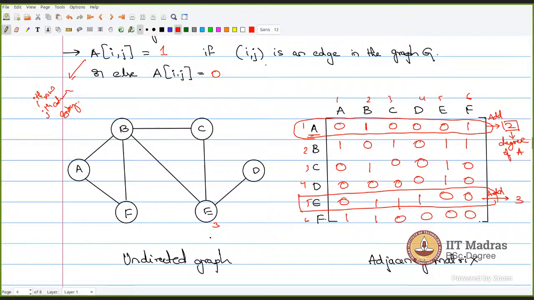Column wise also it will be the degree. That is why I said if it is an undirected graph, either you choose column or row, it doesn't matter. And how do you classify whether it is an undirected or directed graph? Looking at the adjacency matrix, you try to draw a symmetric line along the diagonal.